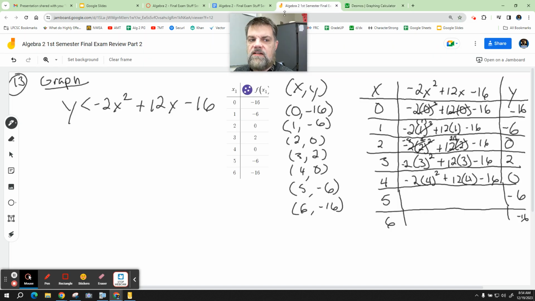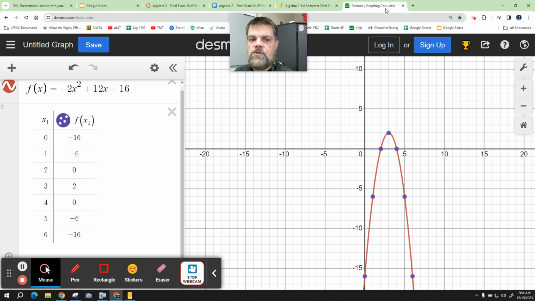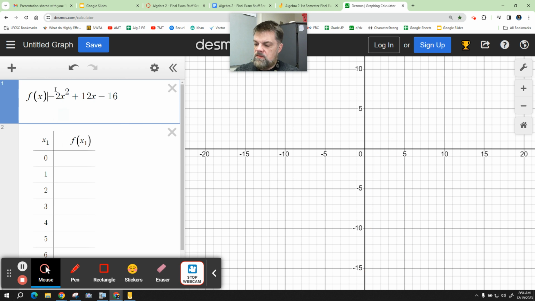It said less than or greater than. Now that I have the boundary, I have to define less than or greater than. So it's actually less than. Because it's less than, it's saying y is less than this curve. Is that above this curve or below this curve? Below. So if we're not sure, the only thing we have to do is change it like this.